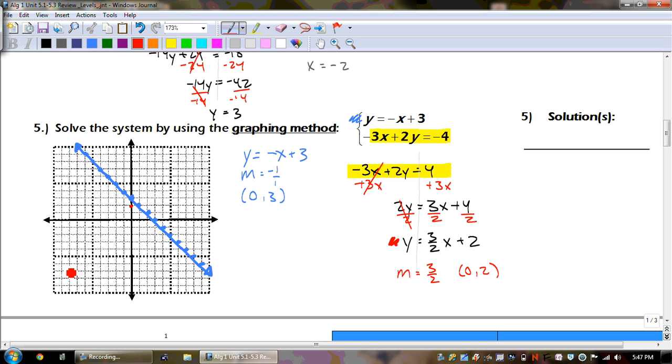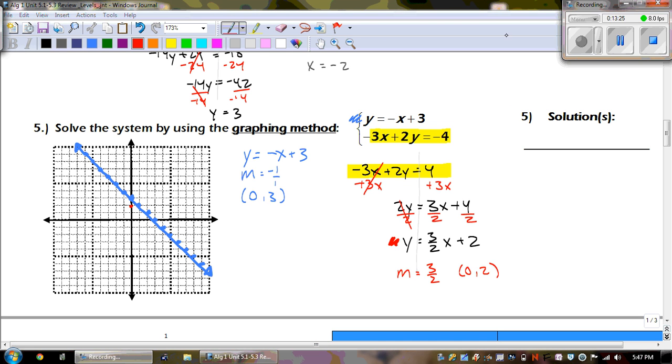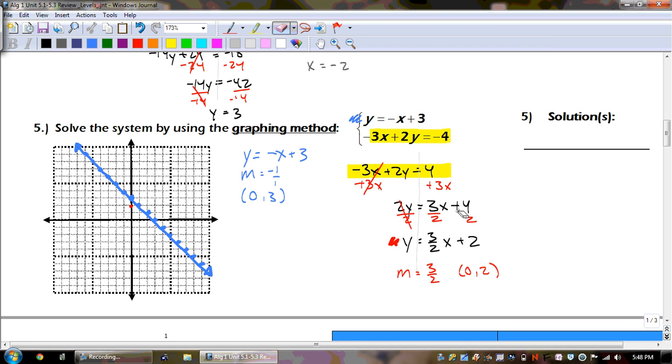What did I do wrong? Hold on a sec. That's supposed to be a negative 4. I forgot the negative sign. I knew I did something wrong. So that's a negative 2, and our y-intercept is negative 2. I knew it didn't look right. So I'm starting at (0, -2).